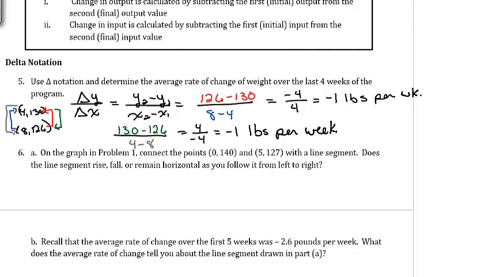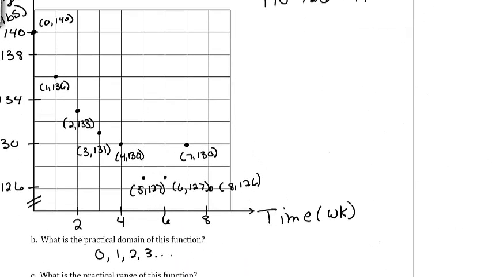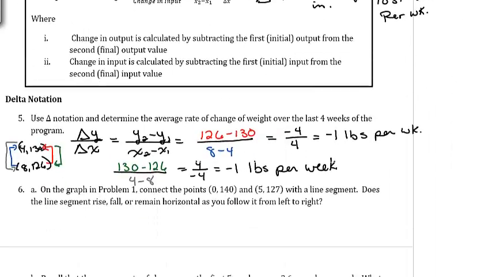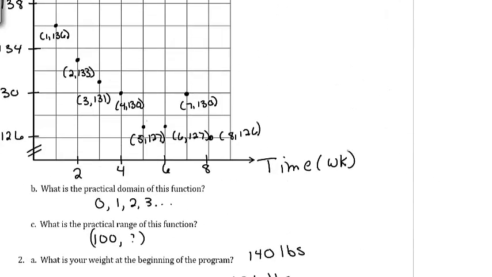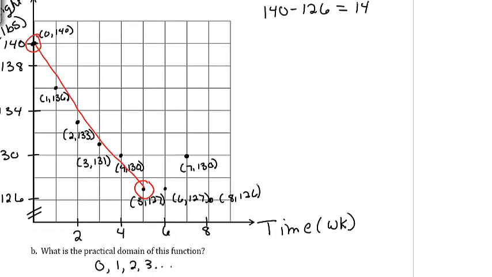On the graph in problem 1, we want to connect the points (0, 140) and (5, 127). So let's go up there and do that, and I'll do this in red. So here's (0, 140), and that was (5, 127). All right, so I want to connect these two that I have circled, and I'll try to draw the best straight line I can, which isn't always all that great. So there we go. There's our line.